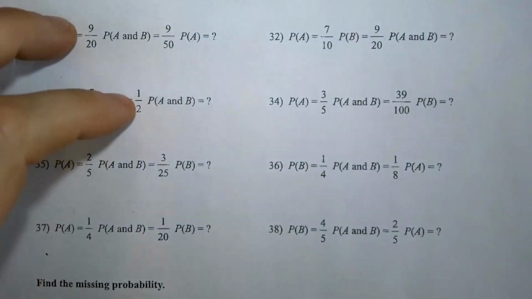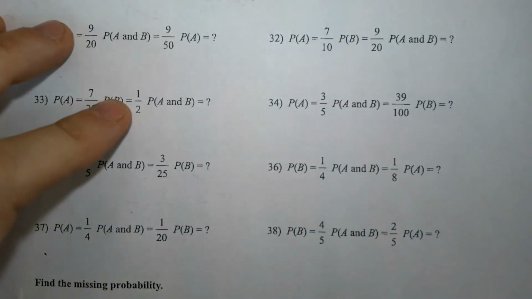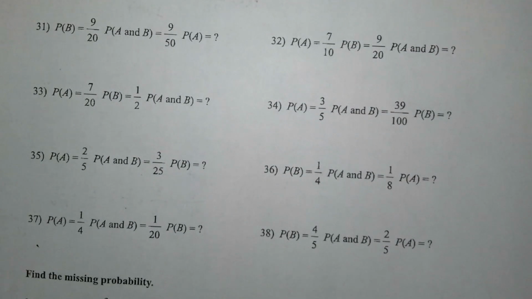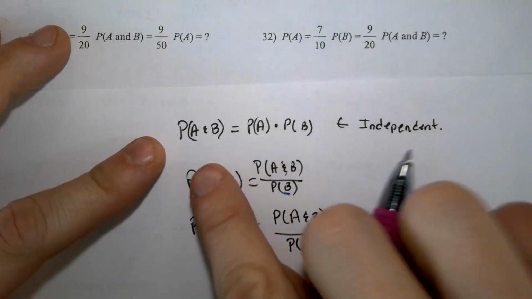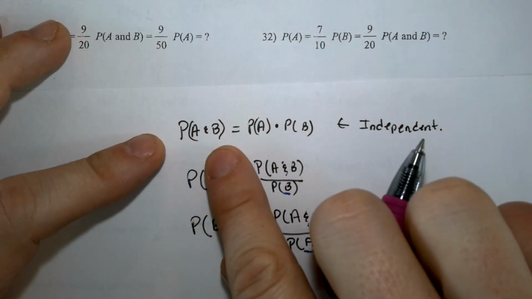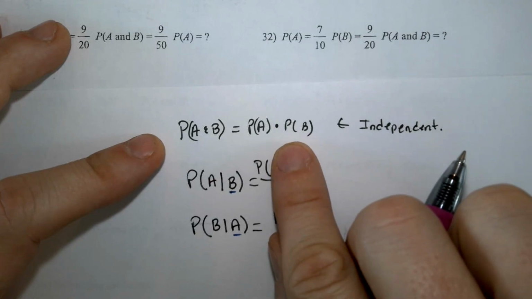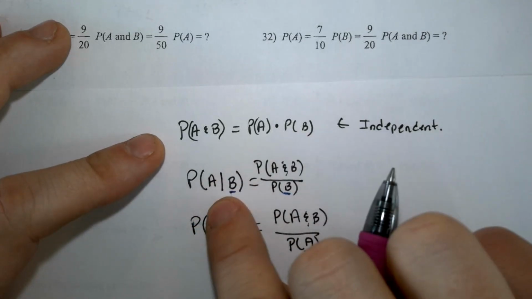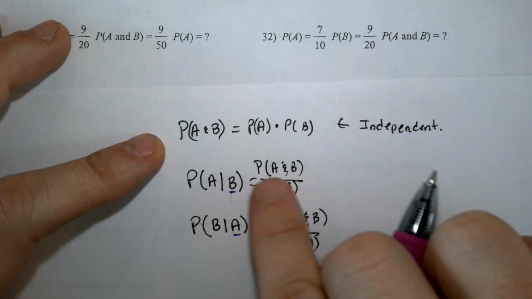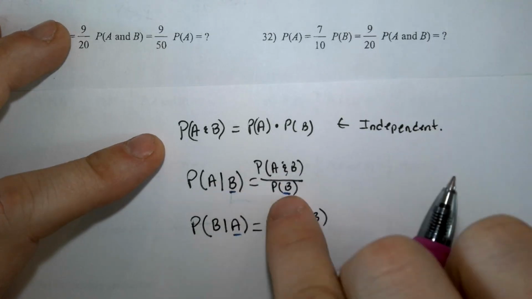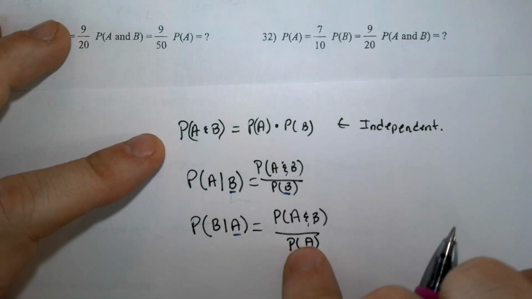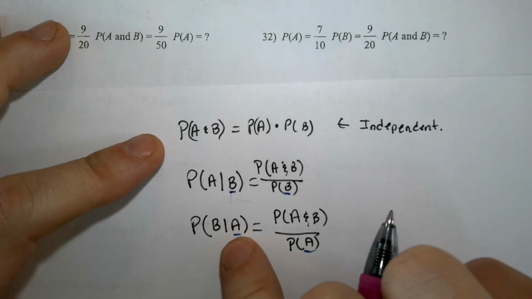Let's do a few more of these. We've already done some of them. We had, as a review, 3 formulas that we had to use. If they are independent, probability of A and B is equal to probability of A times the probability of B. Probability of A given B is equal to this divided by that, and the B is on the bottom, and then the A here would be on the bottom. So you see a slash over A.